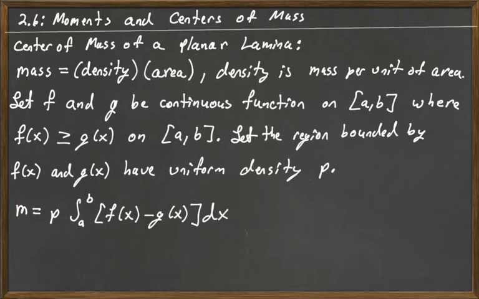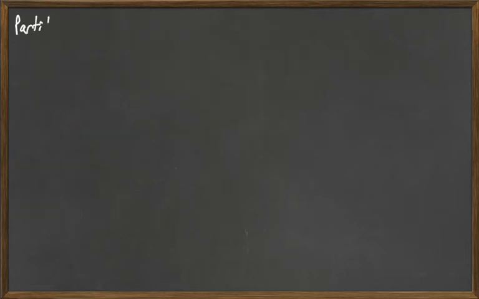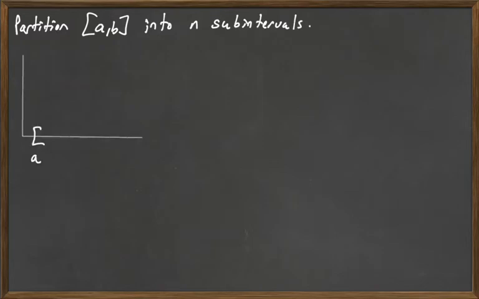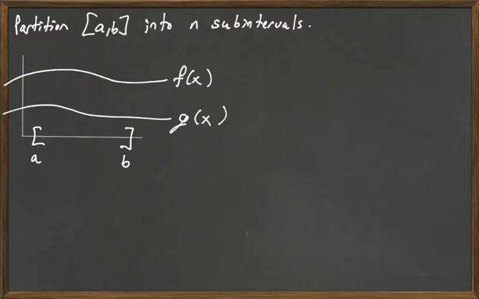We'll give you an idea of where the moments about the x and y-axis come from. What we're going to do is partition the closed interval [a,b] into n subintervals. So there is a, and then b, f of x, g of x, and here's our area right here. Then we'll draw a representative rectangle here, and we can say this is the ith rectangle in our partition.